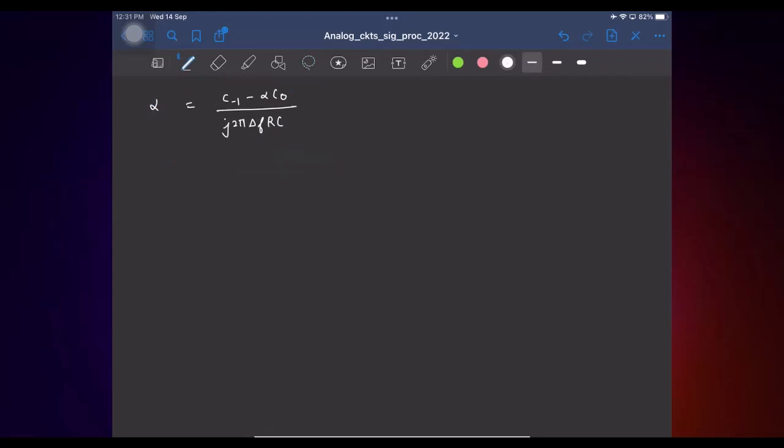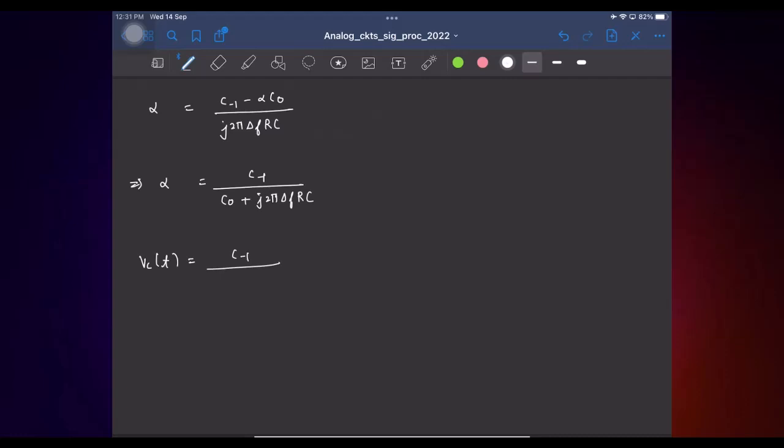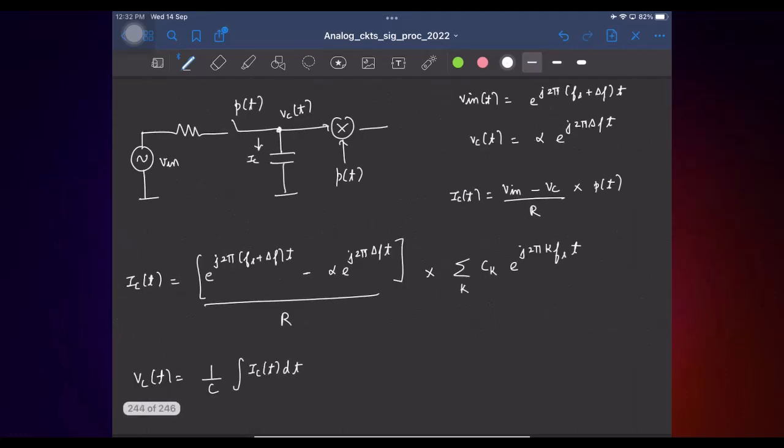And what do you get for alpha here? C minus 1 by (C0 plus j 2 pi delta f RC), right? So which means my capacitor voltage is this constant times e power j 2 pi delta f t, right? Now this is only half done because our output is this, right? This is our V out of t, and that's basically the capacitor voltage multiplied by P of t.